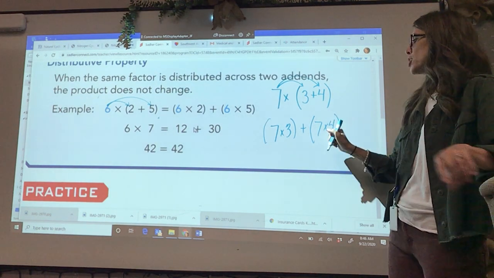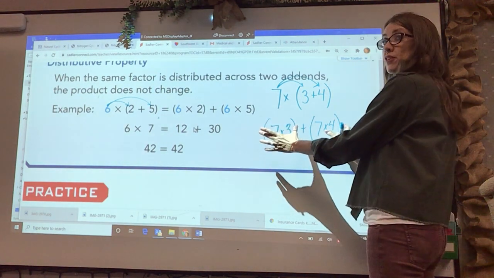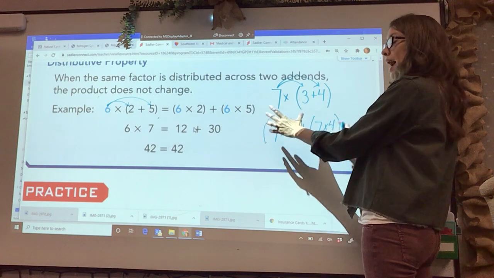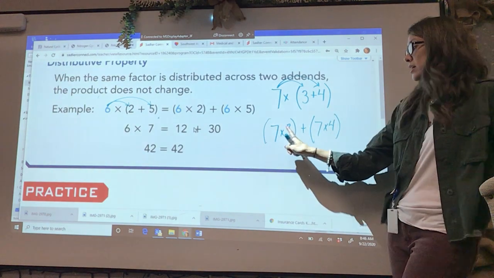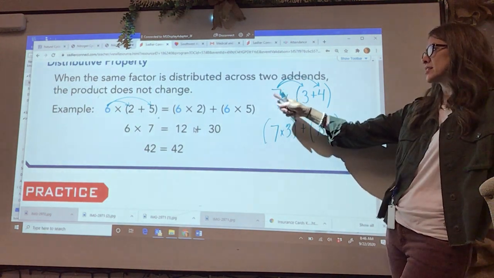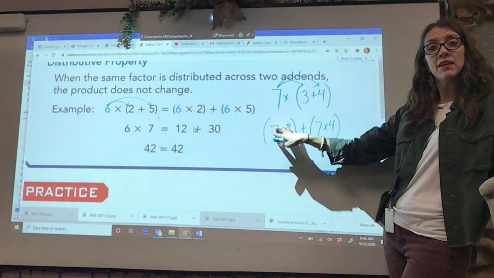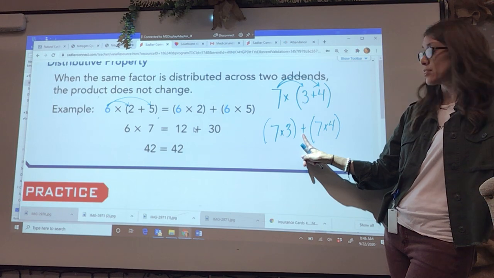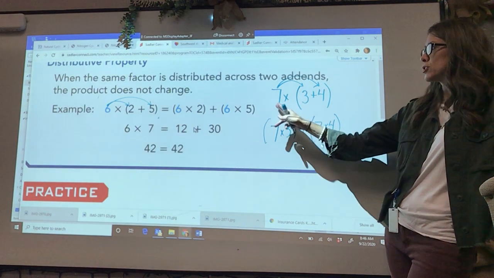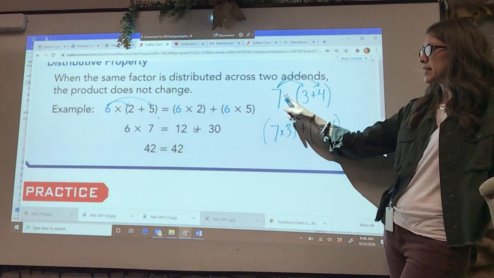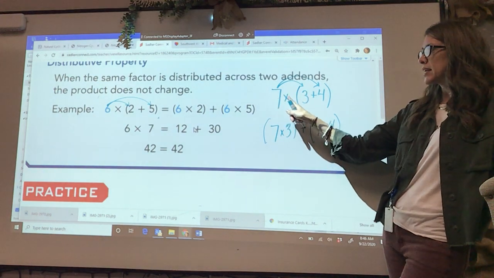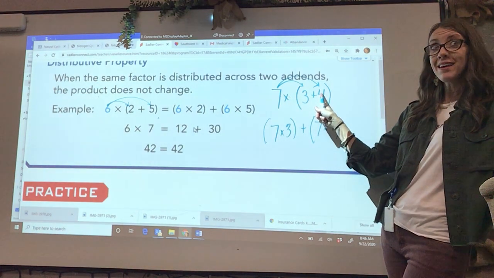Does that make sense? You're adding 2 different things together. You're distributing it so that you're adding 2 different things. Look at these operations, because sometimes people will get the 7 and the 3 and the 7 and the 4, but you have to know it's multiplying the 7 times the 3 and adding it to 7 times the 4. You can just distribute it amongst those things. 7 times 3, 7 times 4. Got it?